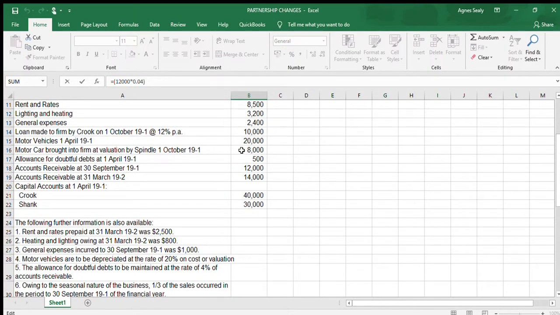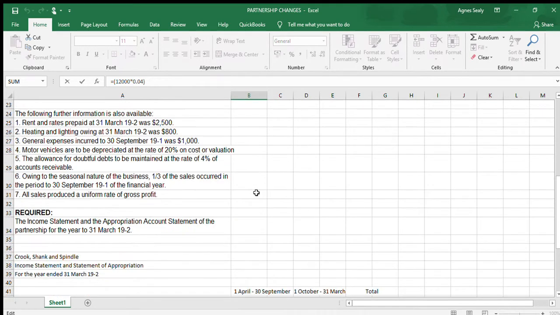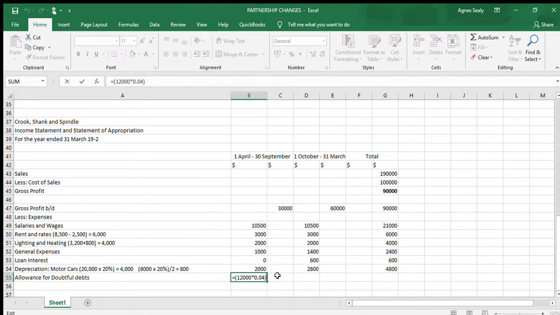So our allowance at the beginning of the year was $500. But now that we've come to the 30th of September and we calculate, our allowance was $480, which means that our allowance for doubtful debts decreased. It went from $500 down to $480. So there's a reduction in the allowance for doubtful debts.